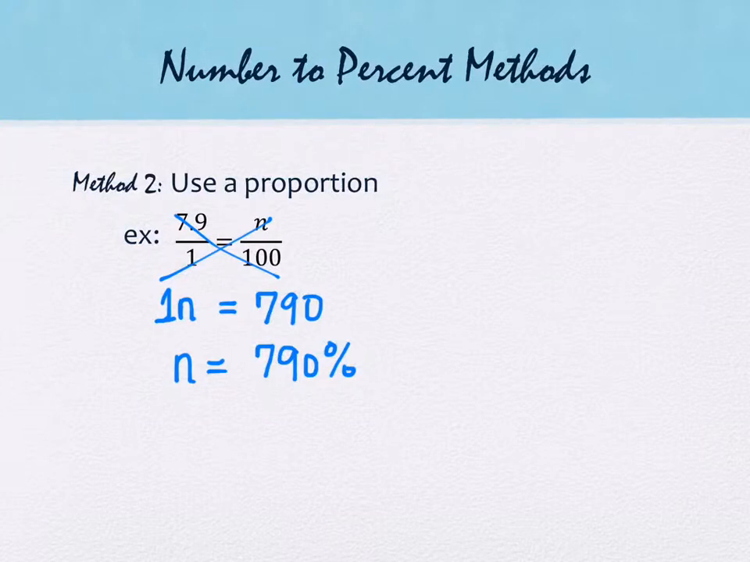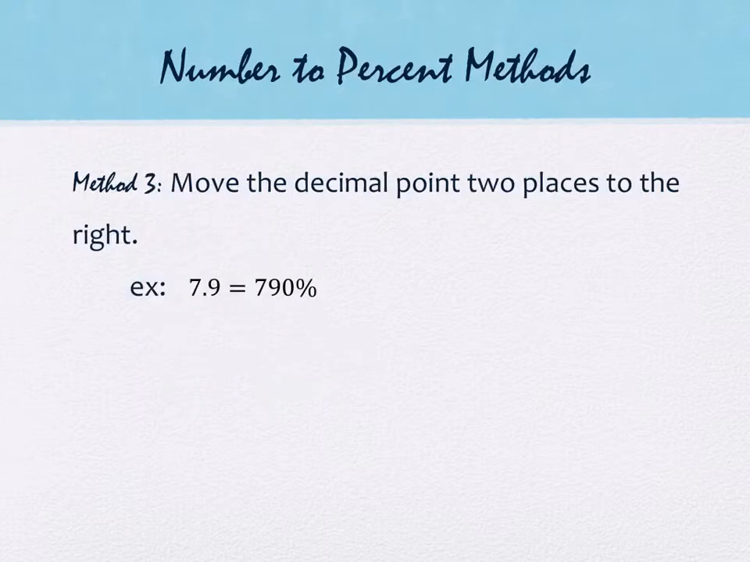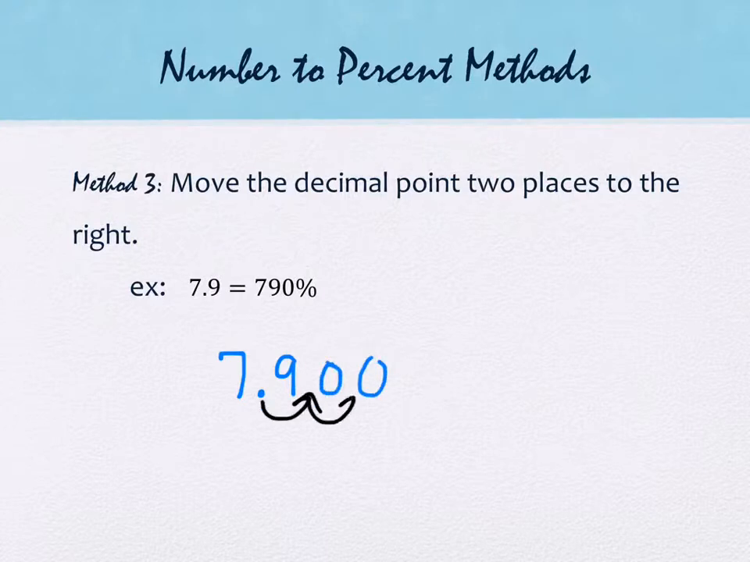Those are the 2 methods that your book shows, neither of which is probably the one you've done the most of. The one that I find people do the most of is they simply move decimal points. When you turn something into its percentage, you move the decimal 2 place values to the right. So 7.9 would really be like 7.900 and more zeros after that. But we're just moving the decimal point 2 locations to the right, and we end up with 790%.